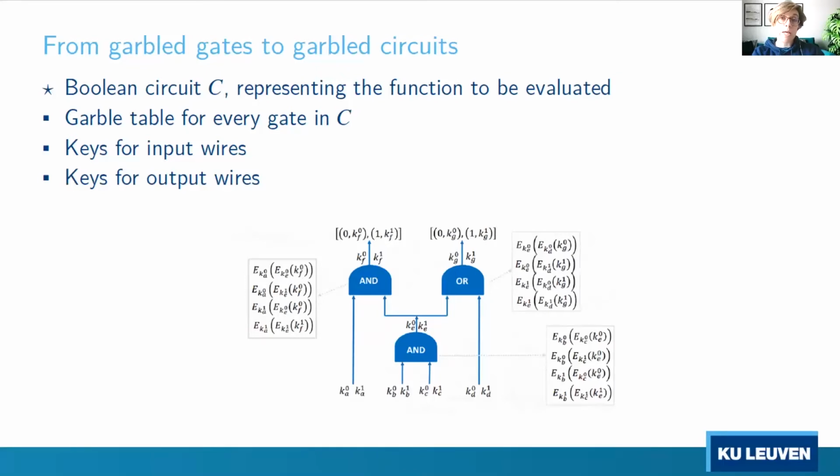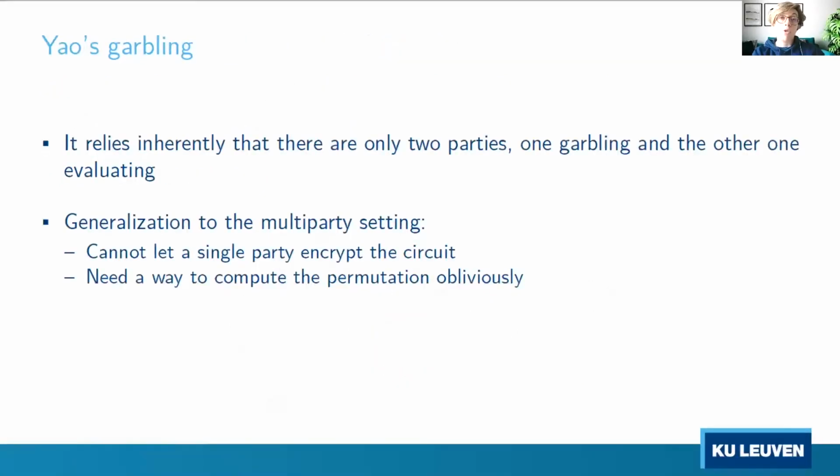And it's clear that in this way, the party evaluating the circuit learns absolutely nothing from this computation. Now, when we generalize this approach to the multi-party setting, we encounter 2 main issues. The first one is that we cannot let a single party encrypt the circuit. And the second one is that we need a way to compute the permutation of the rows in a garble table obliviously.